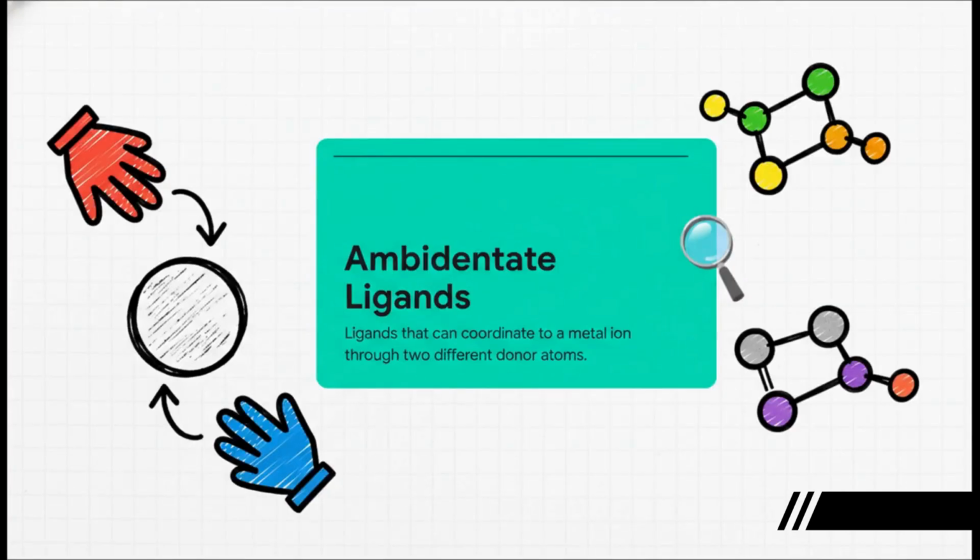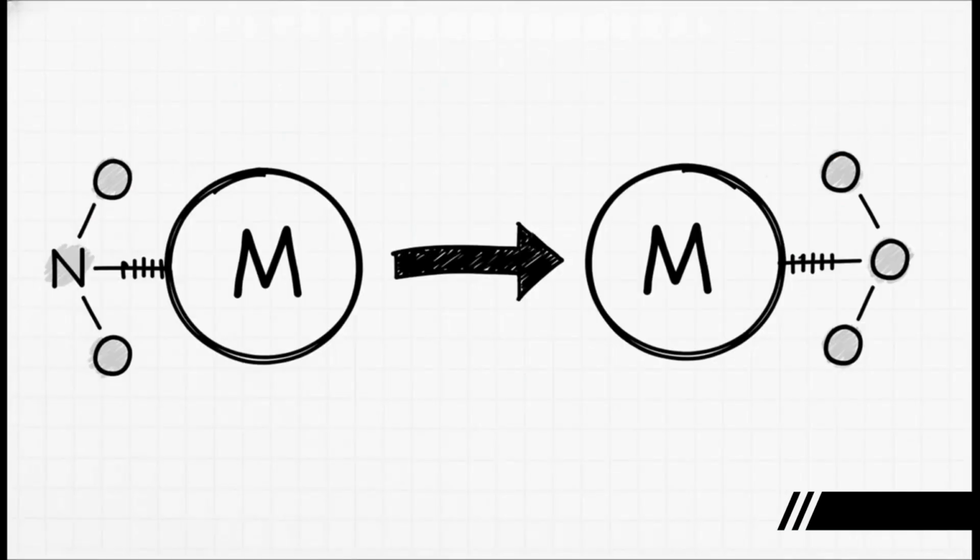This one is all about a very special character called the ambidentate ligand. Think of this ligand as being kind of two-faced, but in a good way. It can bond to the central metal atom using one of two different donor atoms. It's got options. And this slide just shows it perfectly.